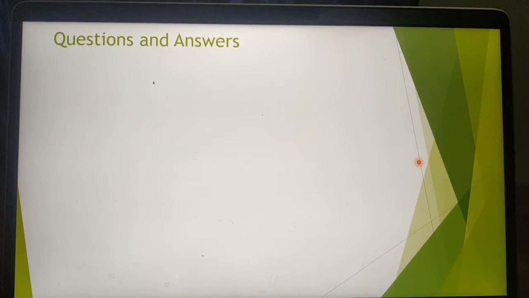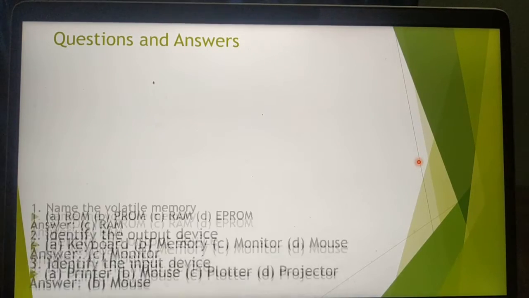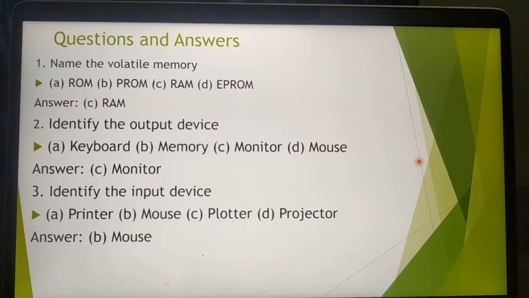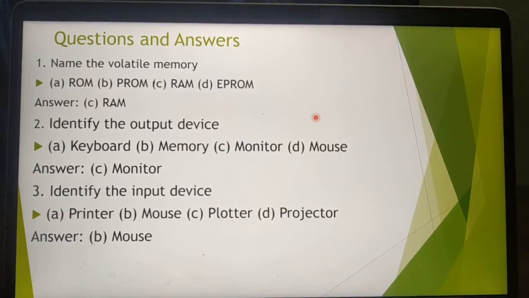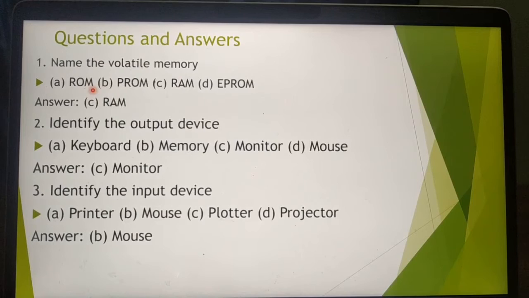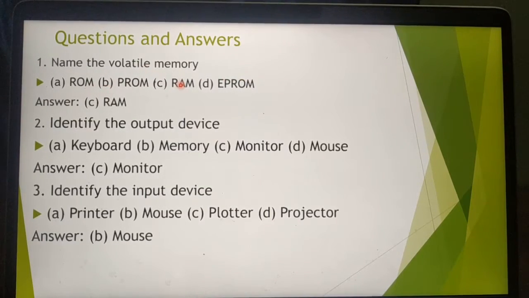Next, important questions and answers from this topic. This topic is a very small topic, but most of the important questions are available in this topic. First question, all these questions are taken from our book. So first one is: name the volatile memory. Here RAM, PROM, ROM (read-only memory), EPROM are all non-volatile memory. Here only RAM is volatile memory. When the power is switched off, the data will also be lost.